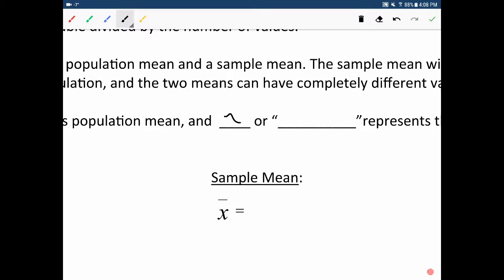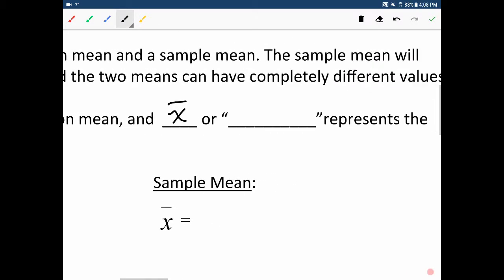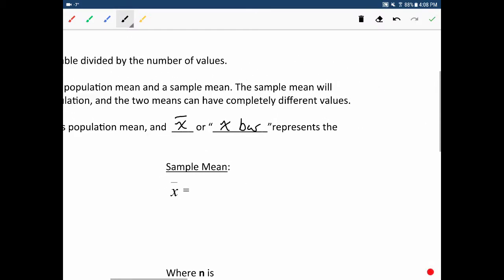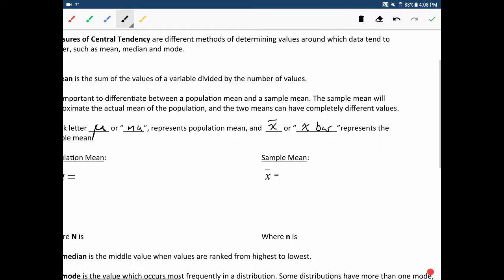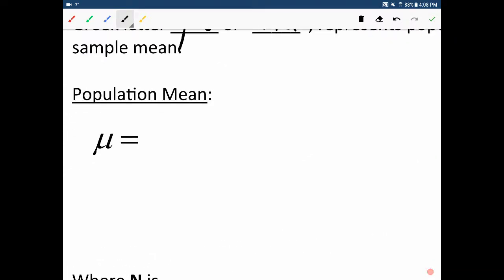If it's just a sample, you're going to use X with a bar over it. The name of this is very clever: it's called X bar, because there's an X and a bar. The formulas for these are exactly the same. It's just that you're using all of the data, or some of the data. We use sigma notation to add up every single piece of data, and then we divide by capital N.